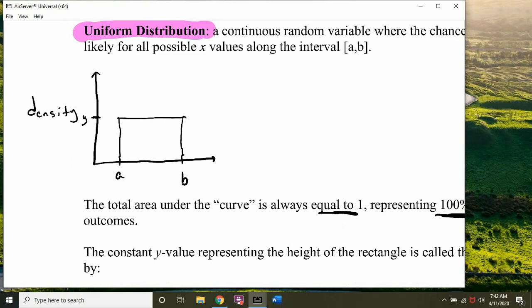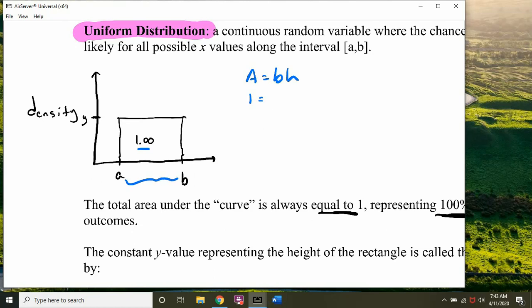Well, the area under that thing is exactly equal to 1, always representing 100% of the data. So how do we find the area of a rectangle? Well, the area of a rectangle is base times height. We know the area is 1.